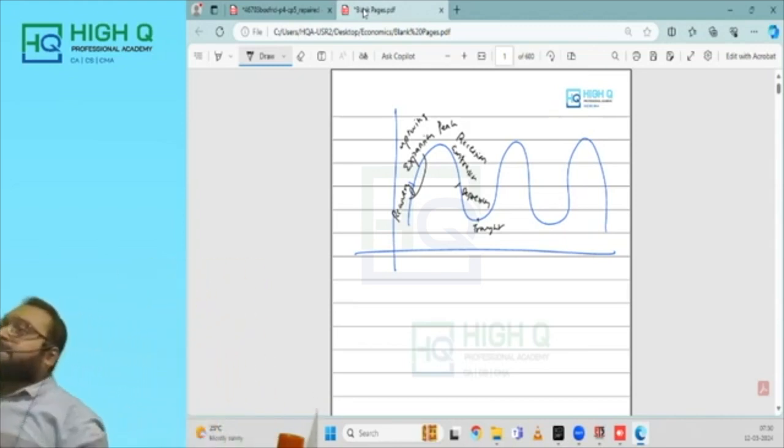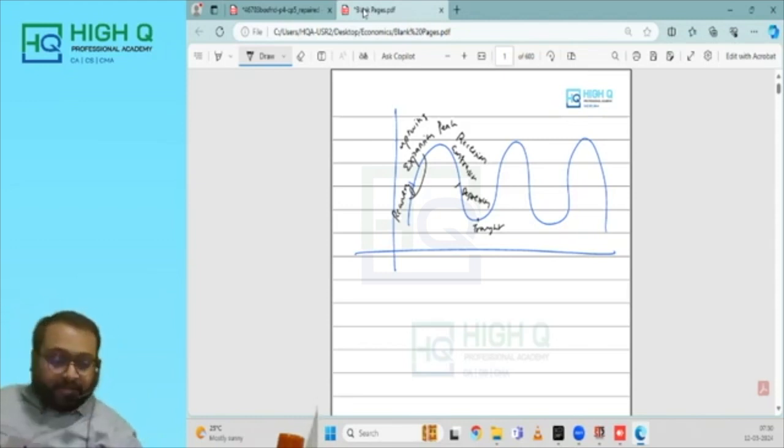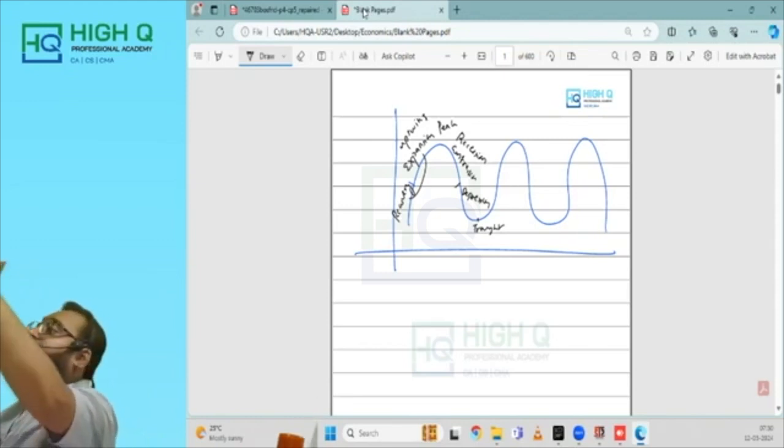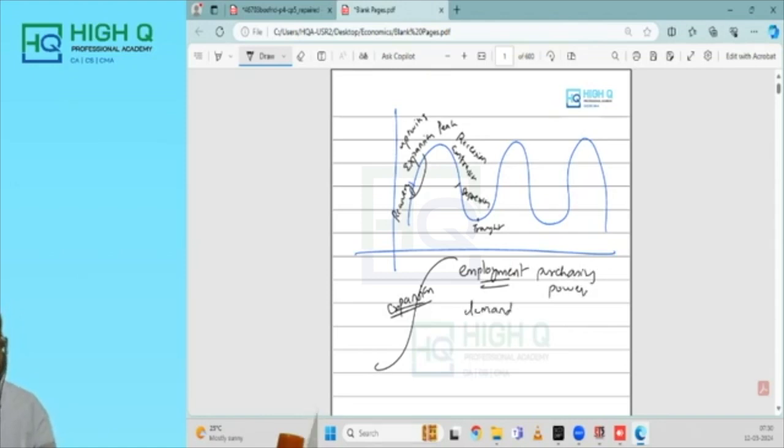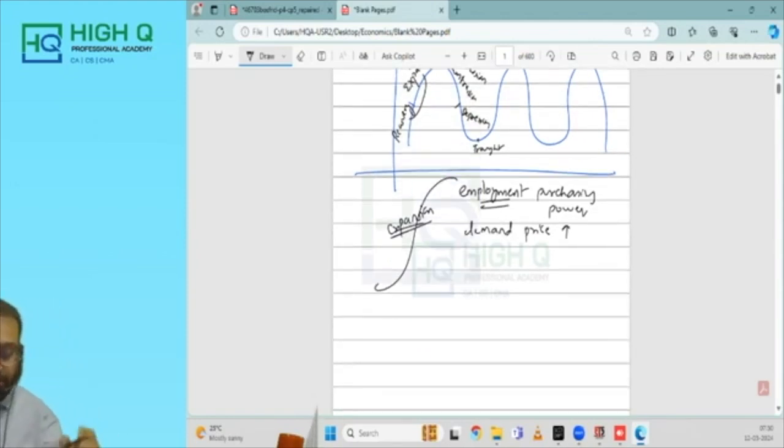Now, sir, if we don't want to go into recession, what to do? Try to control inflation in the expansion phase. See, when there is expansion in the economy, expansion means what? People have employment. People have employment means people have purchasing power. People have purchasing power, they will demand. Demand means prices will go up. If prices go up, there will be inflation.